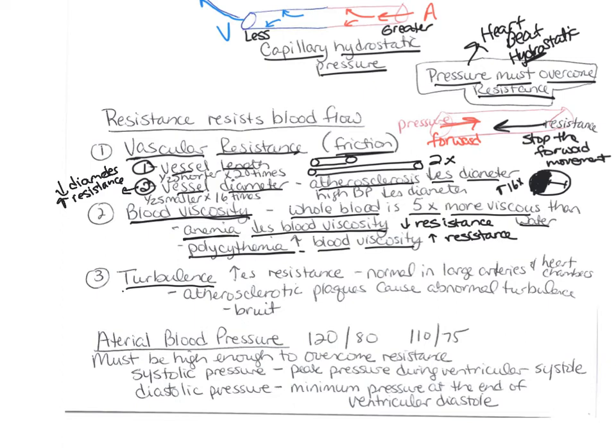Now, going to turbulence then. Turbulence is the third factor. Turbulence is when the blood is flowing. Normally it should be flowing smoothly through a blood vessel, but if it hits something, it'll have these ebbs and swirls, and we call that turbulence. So that, of course, turbulence will increase resistance. It's a way to slow down blood flow.